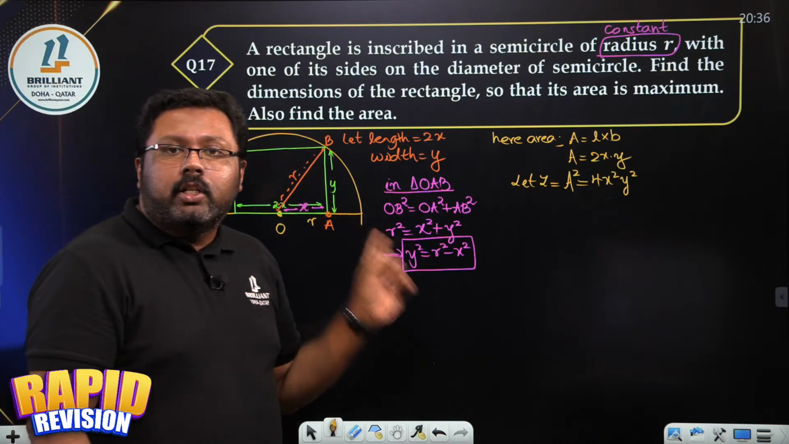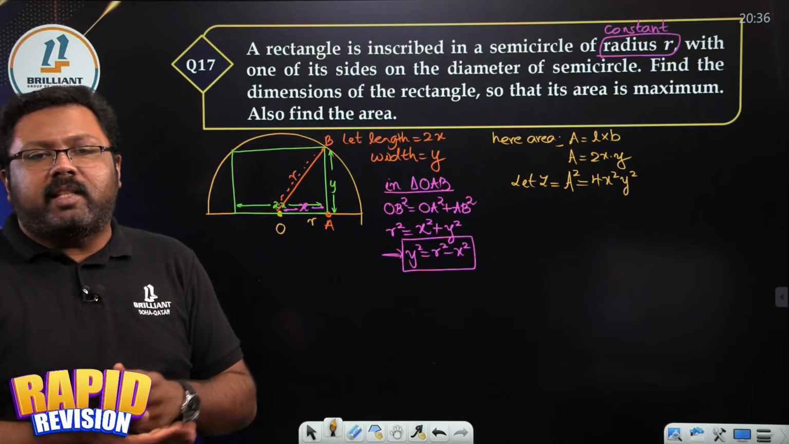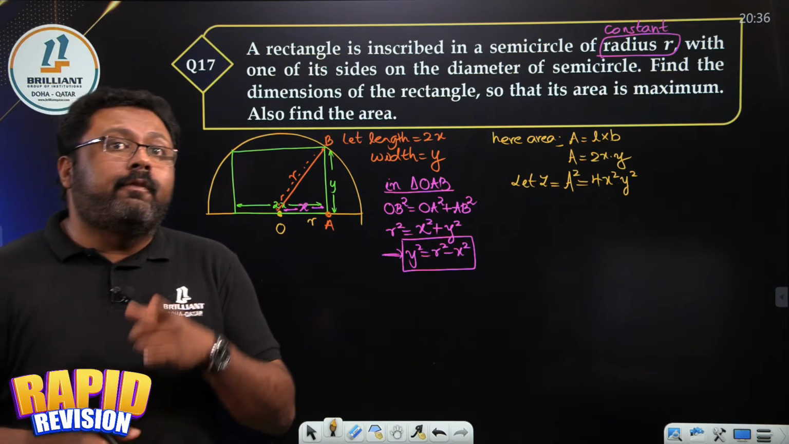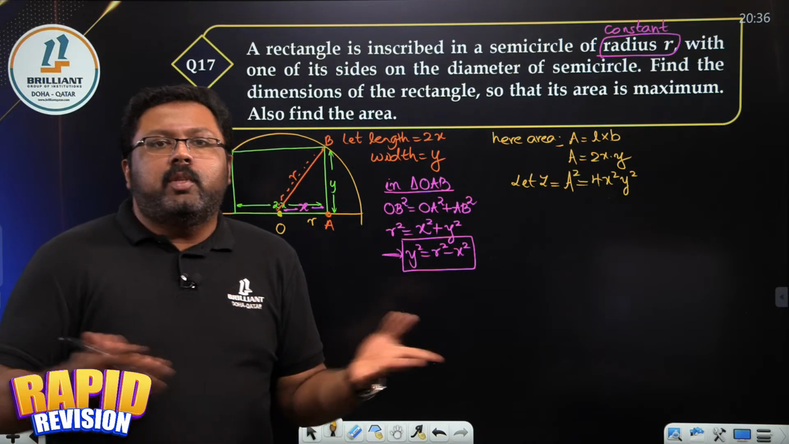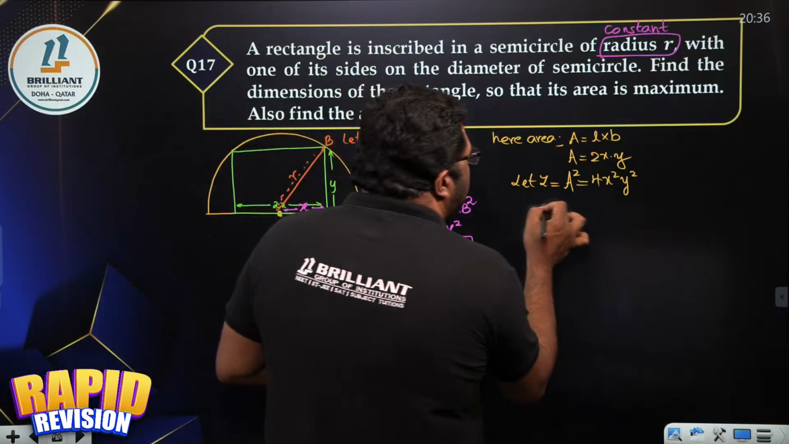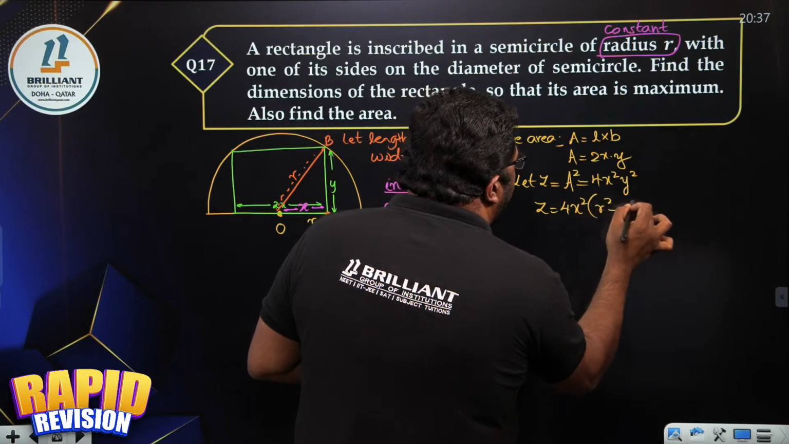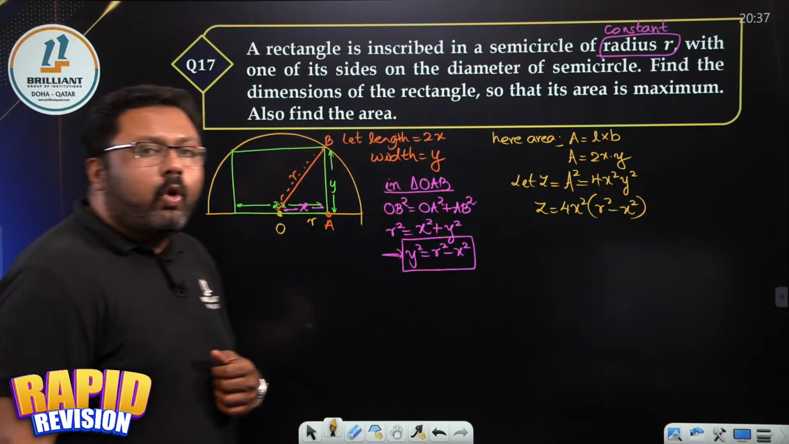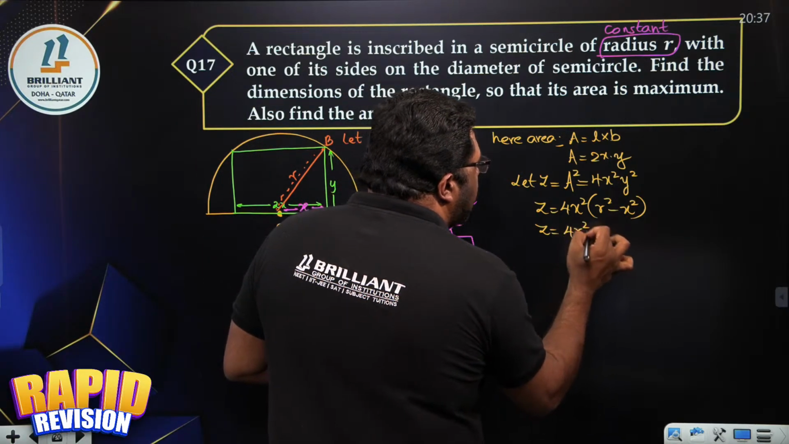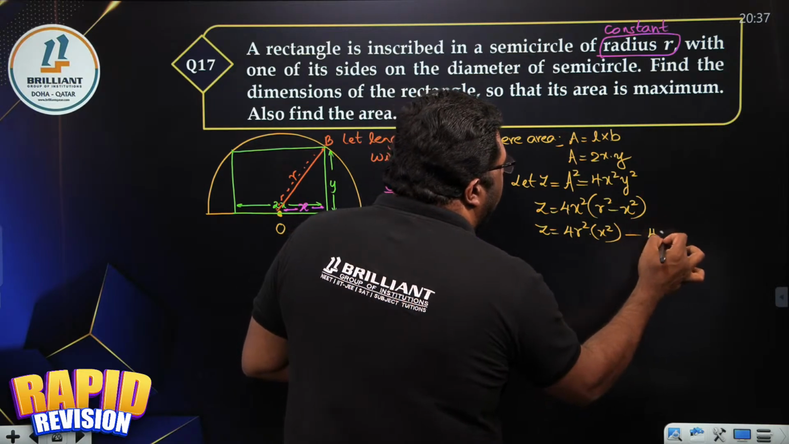Idea, once again, do not try to substitute square roots. Because it's a subjective based case study, we can avoid it. If it was MCQ based, they could force us to do square roots. Subjective based, they can't force us. So we can write it in any form we want to. So z is equal to 4x squared into r squared minus x squared. Open the bracket please. 4r squared is a constant multiplied with x squared, minus 4x raised to 4.